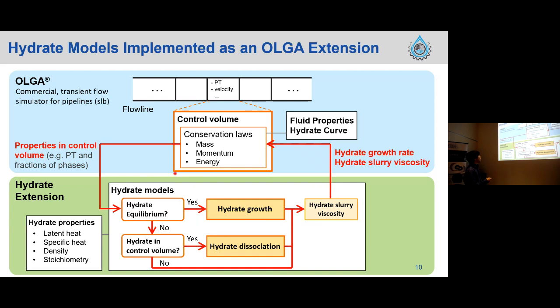And so in our extension, first, the extension checks whether the PT condition of the control volume is inside the hydrate equilibrium region. And if yes, it calculates the hydrate growth rate. And if no, the extension checks whether hydrate exists in the control volume. And if yes, it calculates the hydrate dissociation rate. And after that, our extension estimates the hydrate slurry viscosity, because formed hydrate changes the viscosity of the hydrate slurry. And after that, our extension returns the hydrate growth rate and hydrate slurry viscosity to the OLGA engine. And the OLGA engine calculates the balances of mass, momentum, and energy, considering these returns.